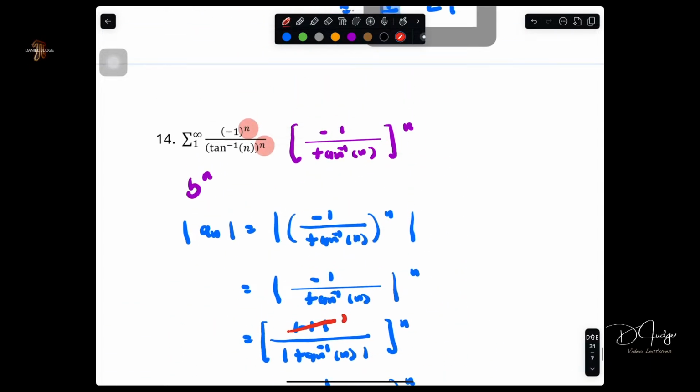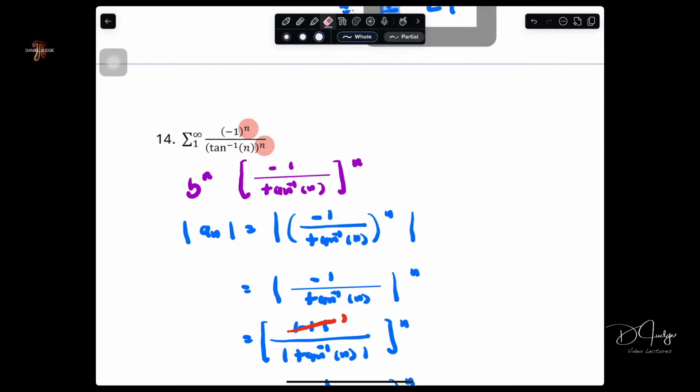Absolute convergence implies convergence. So that's what we're looking at. This thing, less than infinity, we get convergence by the root test.